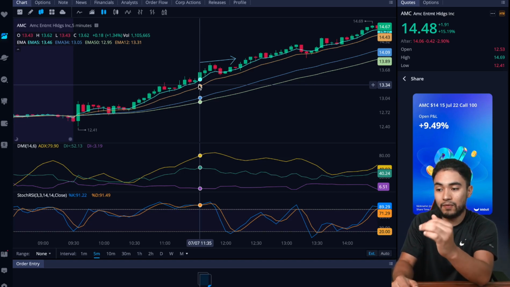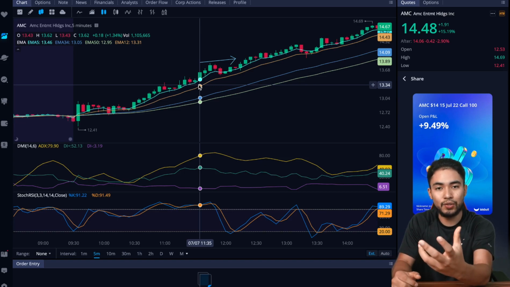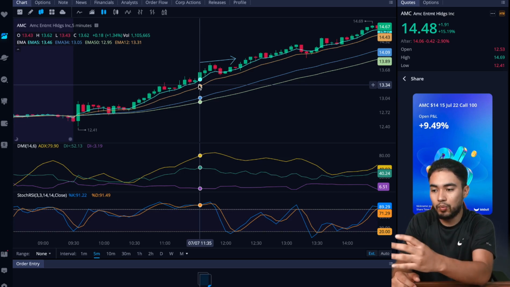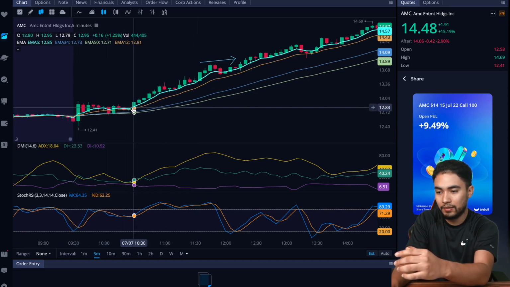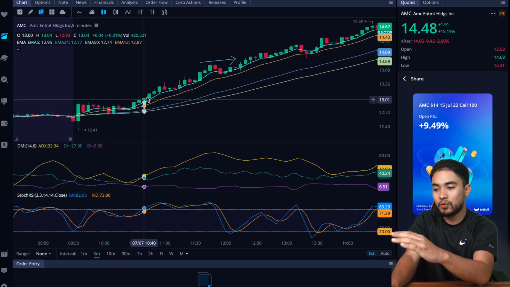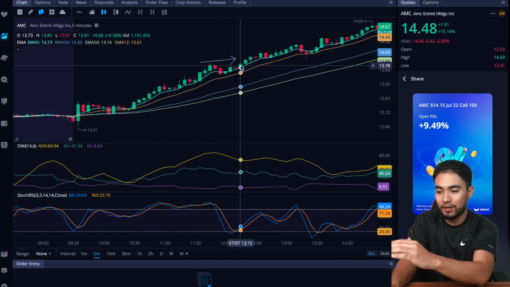So whenever the 5 is over the 12, you can tell that it's actually using it as support. So there's where you see this cross right here, and it's still holding, and it's holding, and it's holding as support. So that's why you see these candles be carried.